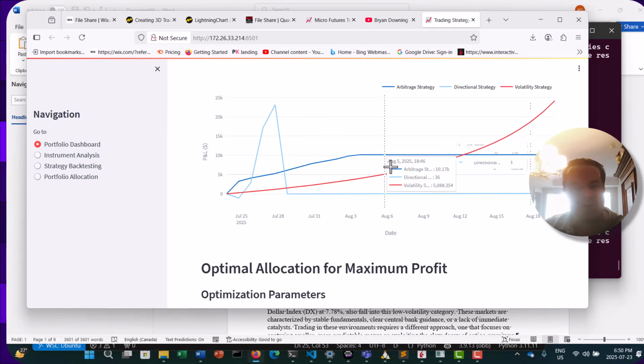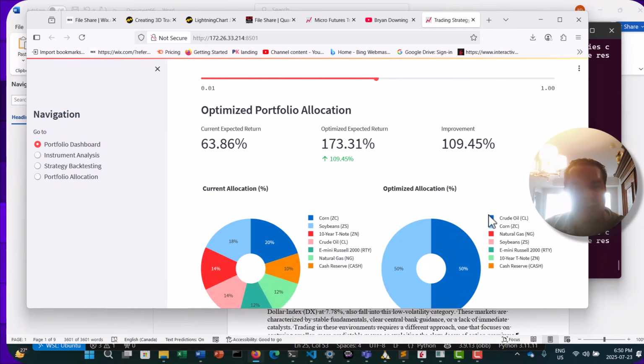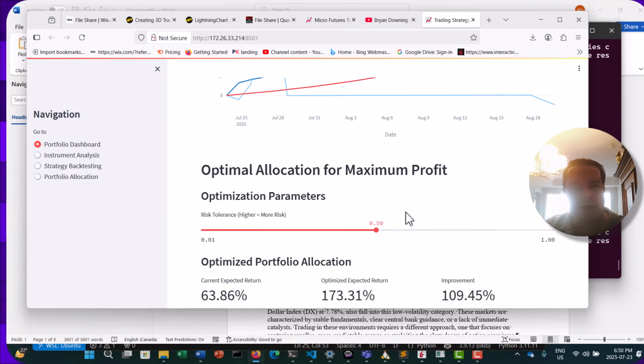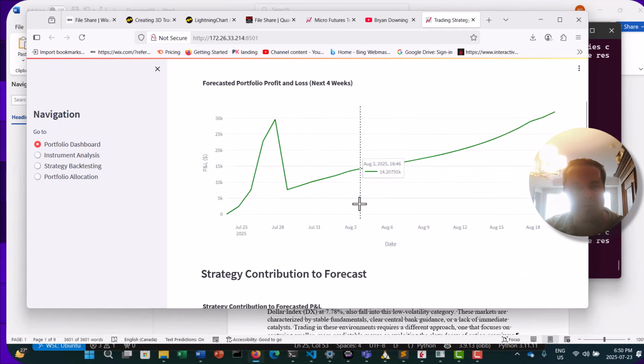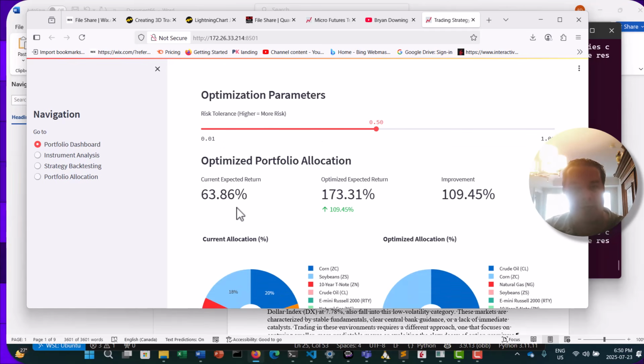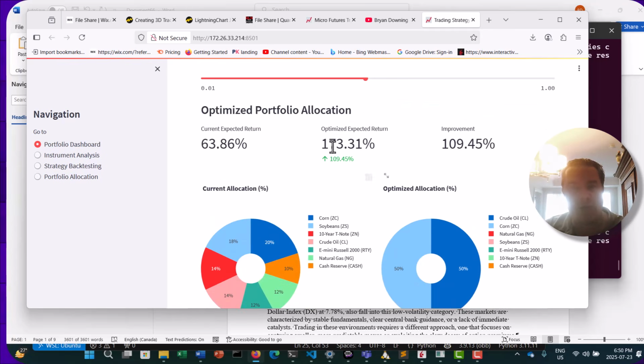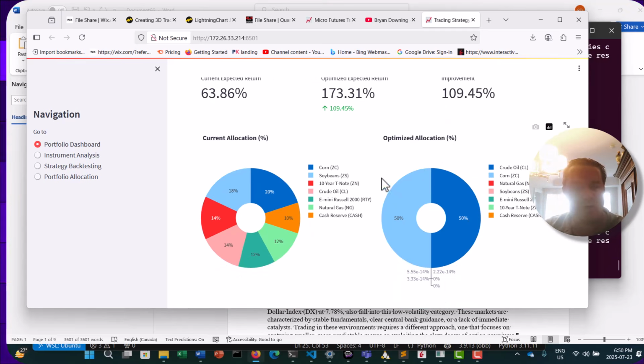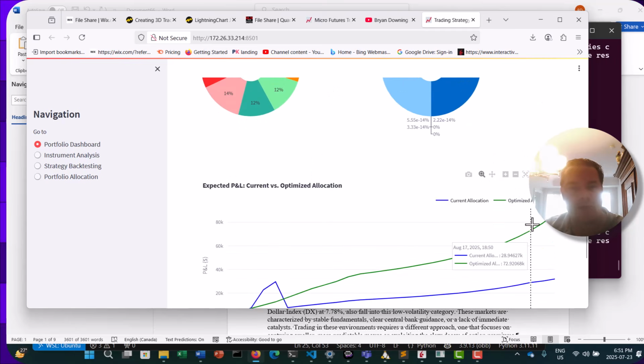Anyway, so there's the maximum profit potential here. So we have a risk tolerance as well. Current expected returns, so we can toggle this and it'll readjust all of these. Yeah, it doesn't look like it does anything. Anyways, but we can optimize an expected return and improve things based upon all these different allocations, right?